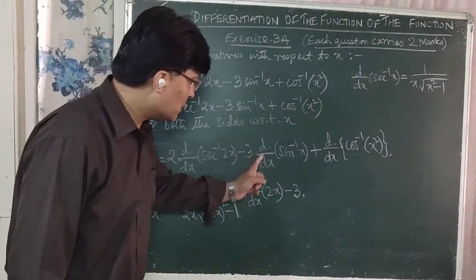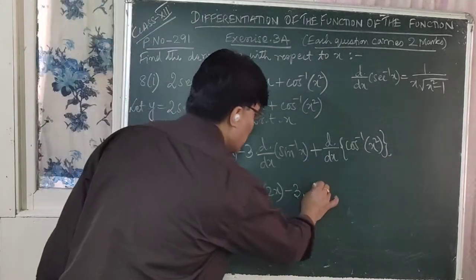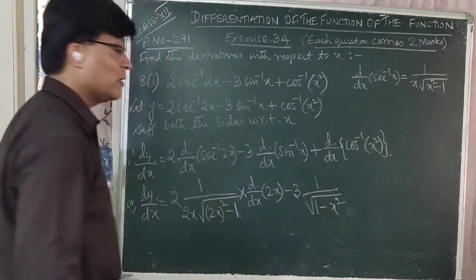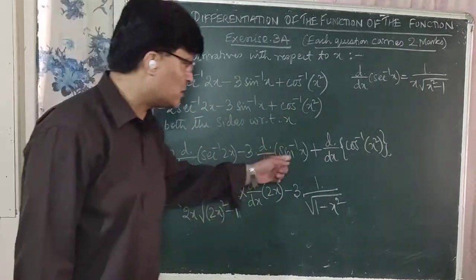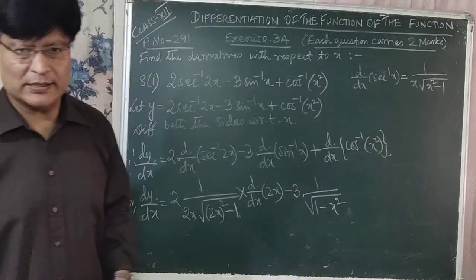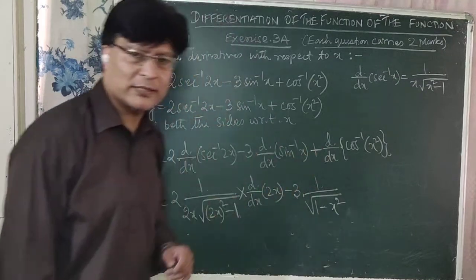Is that clear now? So minus 3 into the second term now. It is directly given, dy by dx of sine inverse x. What is the differentiation of sine inverse x? It is directly 1 upon root over 1 minus x square. So in this case, you can ask me a question here. Why is this x not differentiated? We have written only 3 into 1 upon root over 1 minus x square.